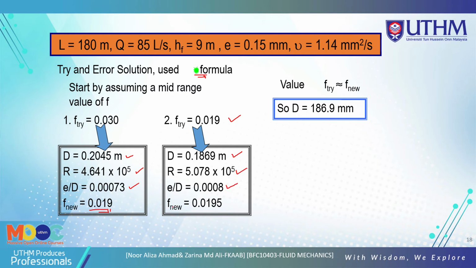And we get the F new. So you get the F new is 0.0195, which is the same as the hump, okay? It's the same and near to the 0.019. Okay, so you can stop at this here.